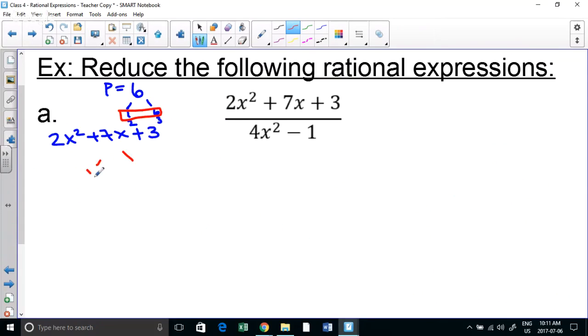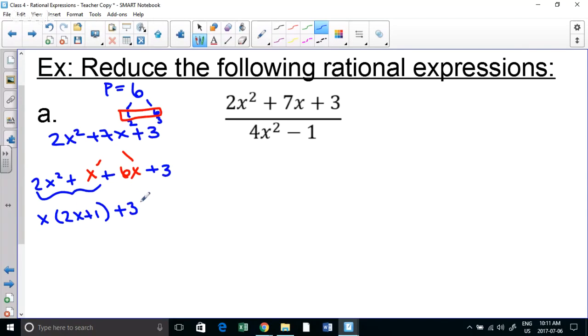So this splits into x and 6x. So I have 2x squared plus x plus 6x plus 3. Here I can take out an x. I'm left with 2x plus 1. Here I can take out a 3. And I'm left with 2x plus 1. This groups to 2x plus 1, x plus 3. So that is what I have at the top.